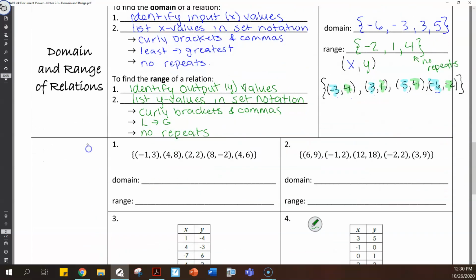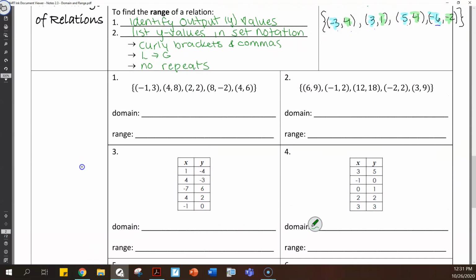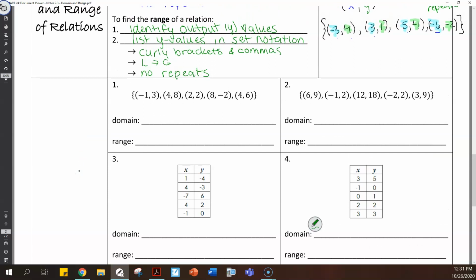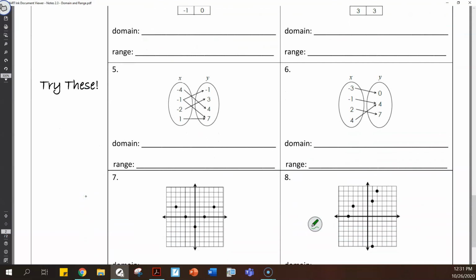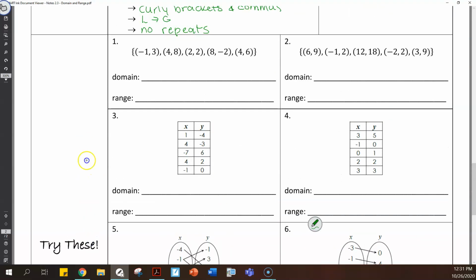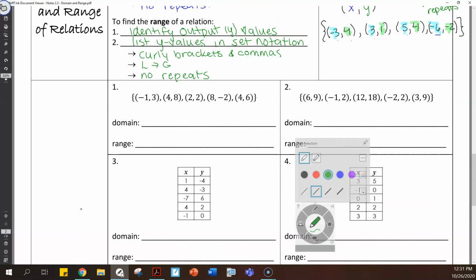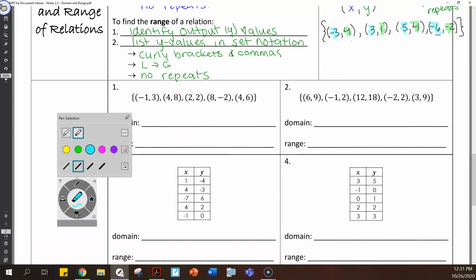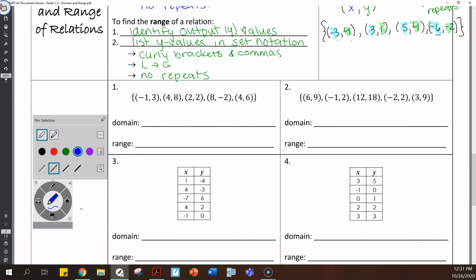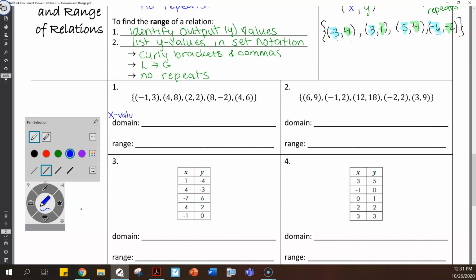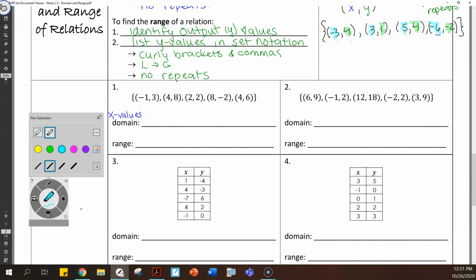Okay. So this is going to look different depending on how the information is presented. I'm going to show you an ordered pair and a table, and then I'm going to let you try those. Then I'm going to show you a map and refresh your memory a little bit on a discrete graph and let you try those. So when I'm looking at the domain in number 1, remember when I'm looking at the domain, I want all of the x values, which are going to be your first number in the ordered pair. So I've got -1, 4, 2, 8, and 4. I'm going to list those in set notation, curly brackets around it, in order from least to greatest and with no repeats.